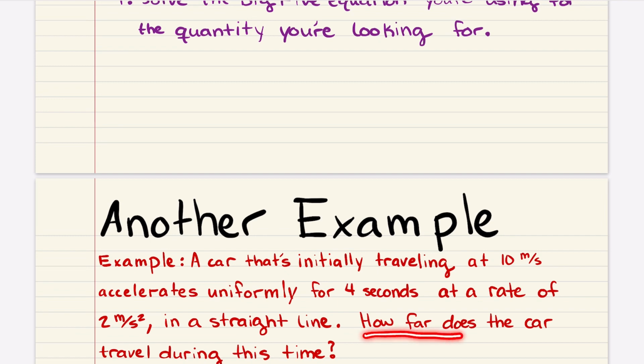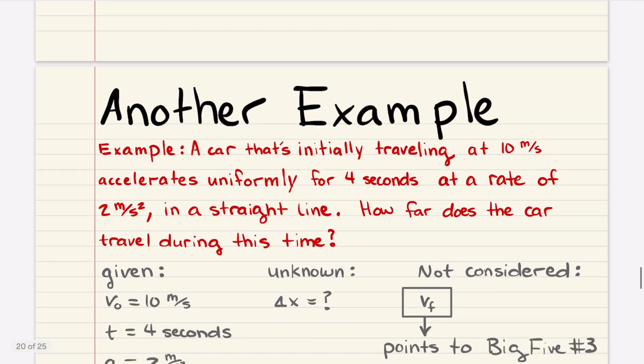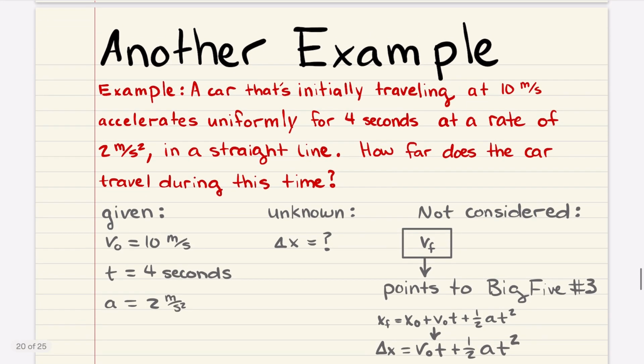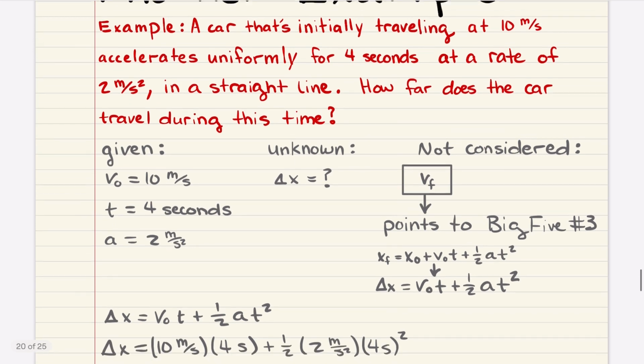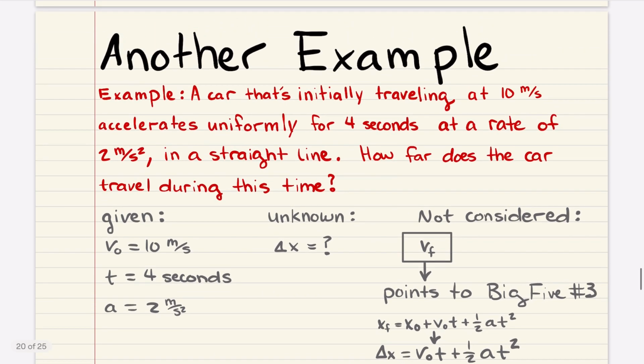The question is asking for how far does the car travel. So again, this question is looking for displacement. So now we're going to take that and write down what's given. What's given was the initial velocity of 10 meters per second, the time of 4 seconds, and the acceleration of 2 meters per second squared. And it's asking us about displacement. So we need to look for displacement.